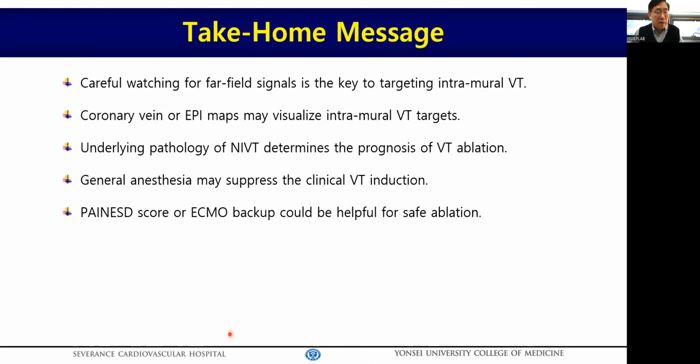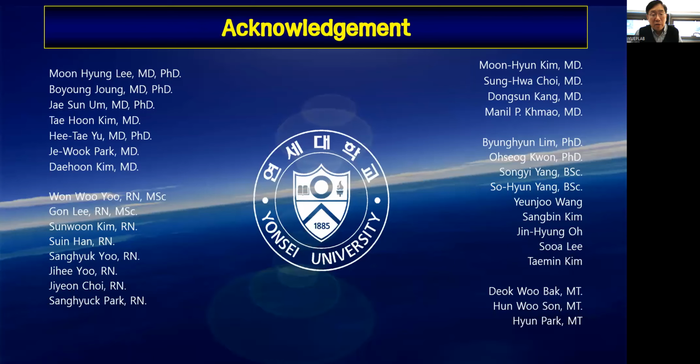This is my take-home message. Careful watching for far-field signal is the key to targeting intramural or subepicardial VT. Coronary vein or epicardial map may visualize intramural VT target, and underlying pathology of non-ischemic VT determines the prognosis of VT ablation. And general anesthesia may suppress the clinical VT induction, and PAINESD score or ECMO backup could be helpful for safe ablation. Thank you very much for your attention.